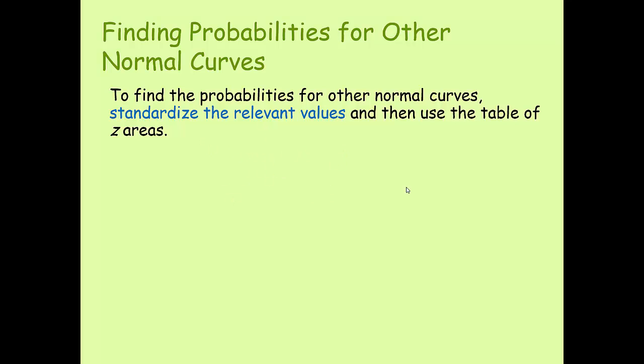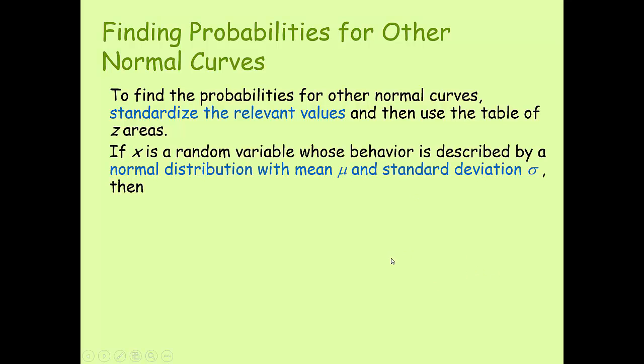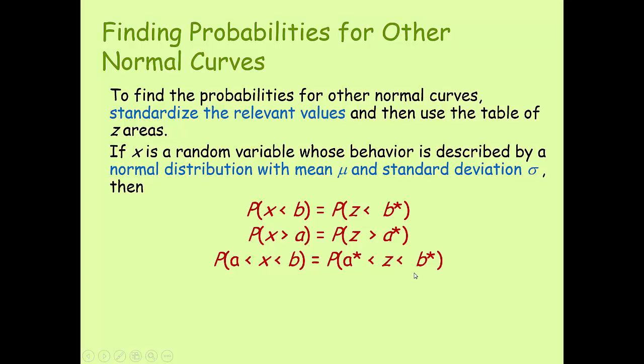I can take and standardize my mean to 0 and my standard deviation to 1. So if x is a random variable whose behavior is described by a normal distribution with mean mu and standard deviation sigma, then if I want to find the probability that my random variable is less than some value, what I'm doing is standardizing it and looking it up in the table. It works the same way if I'm looking for a value greater than or in between.